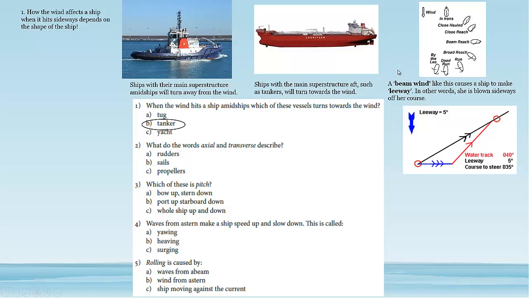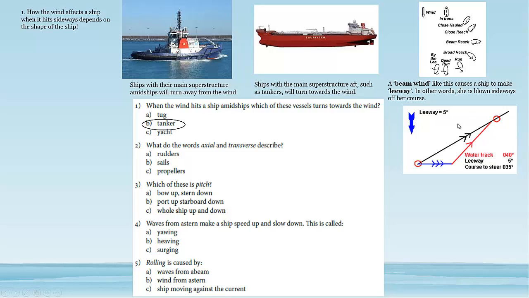So a beam wind, this is looking at a diagram for sailing, but you can see it's called a beam reach when the wind is blowing directly to the side of the vessel. A beam wind like this causes a ship to make leeway. Leeway means sideways, blown sideways off her course. So if you have a vessel that has the main superstructure midships, it's going to be blown completely leeway, sideways.